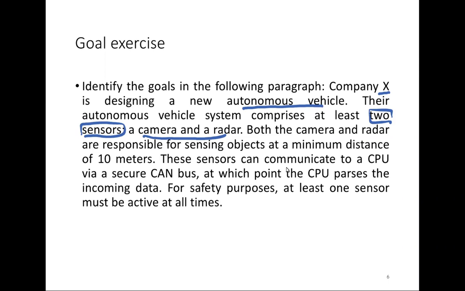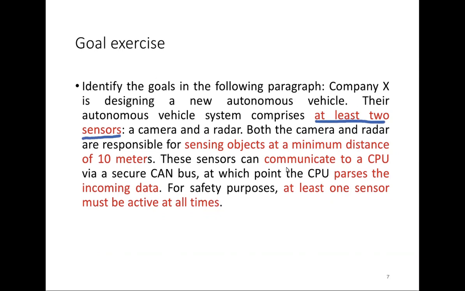If you would like to identify the set of goals in the following description, we look to those goals that could be either functional or non-functional goals. So you can see the statement, at least 2 sensors. This is a goal that needs to be achieved. We need to use at least 2 sensors.